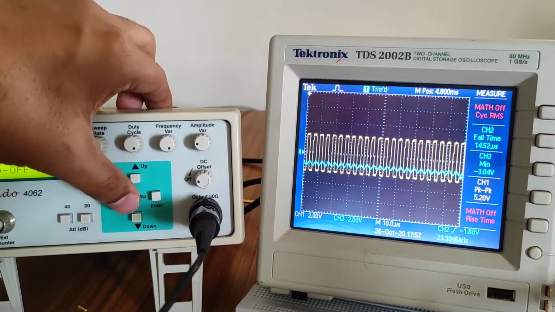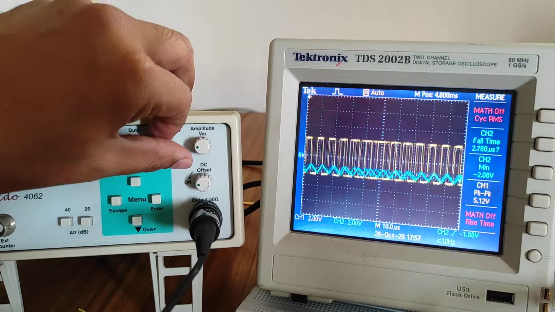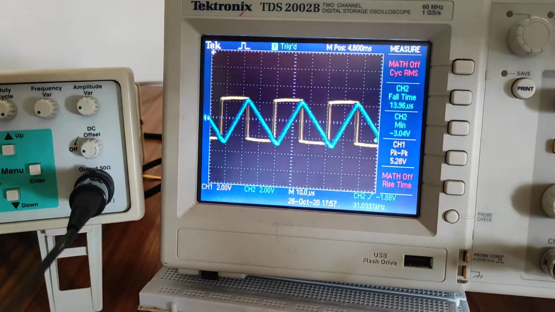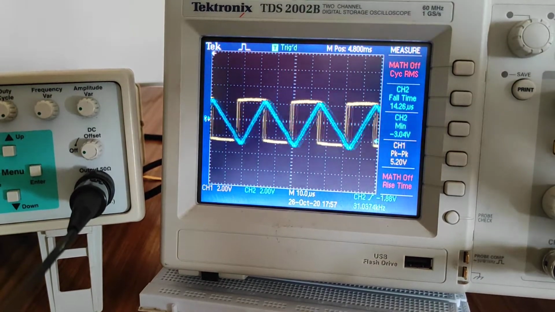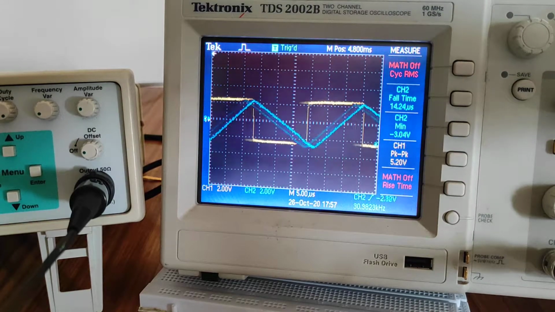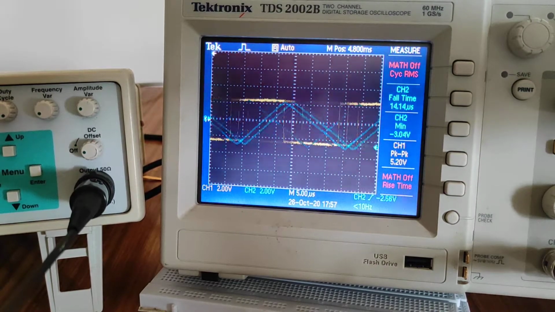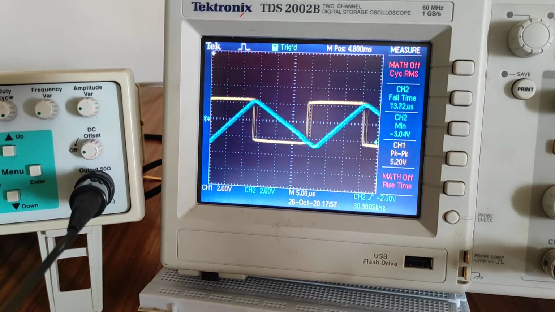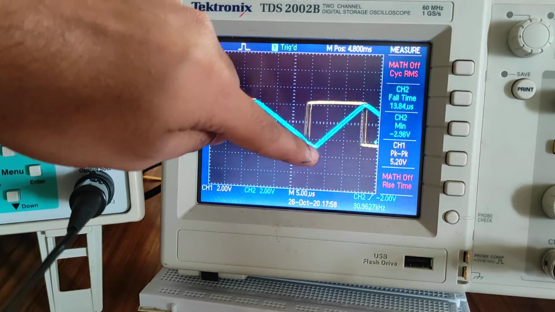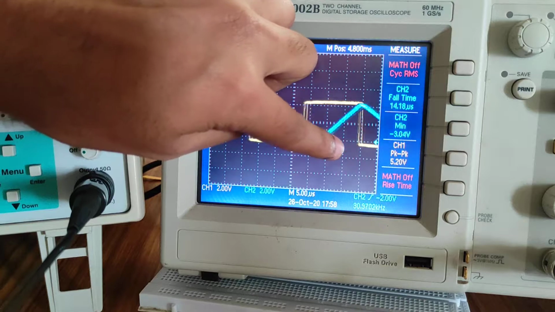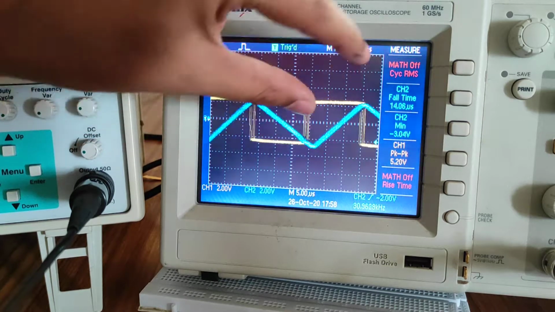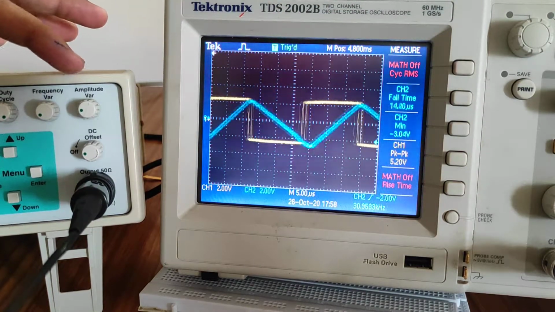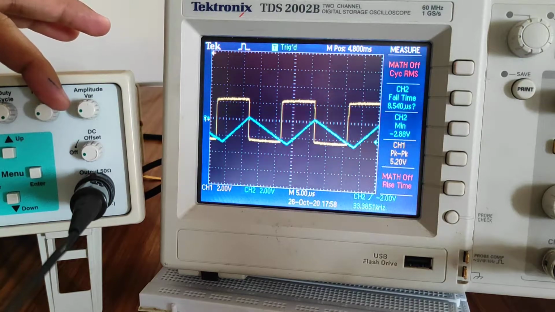Now I am increasing the output, and if I get it around here, see, your square wave is visible as a triangular wave. If you want to calculate how much time it is taking, see, 1, 2, 3 blocks. See, it is going to change to triangular. Now if I again increase the frequency, the output is going to get reduced.